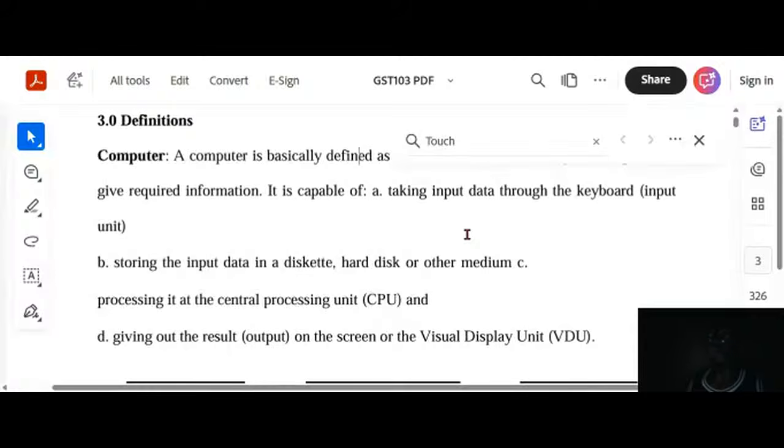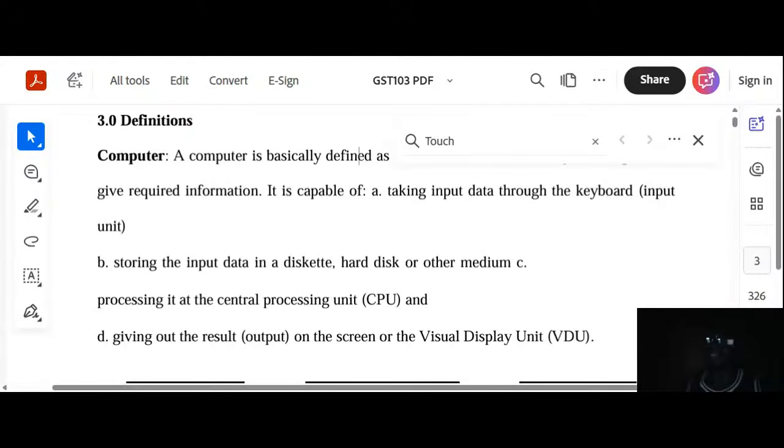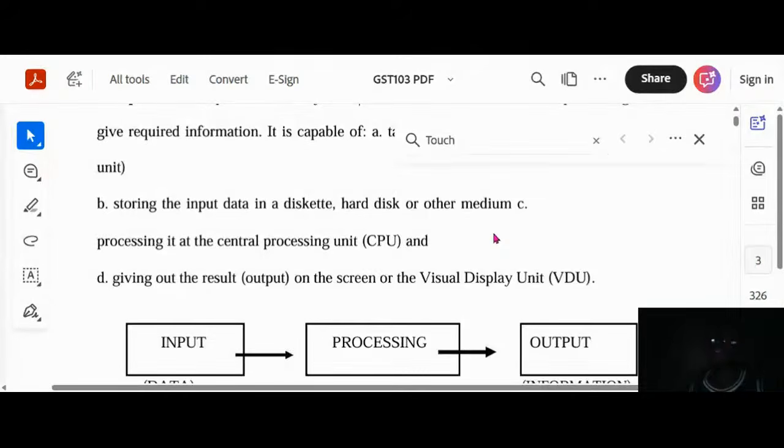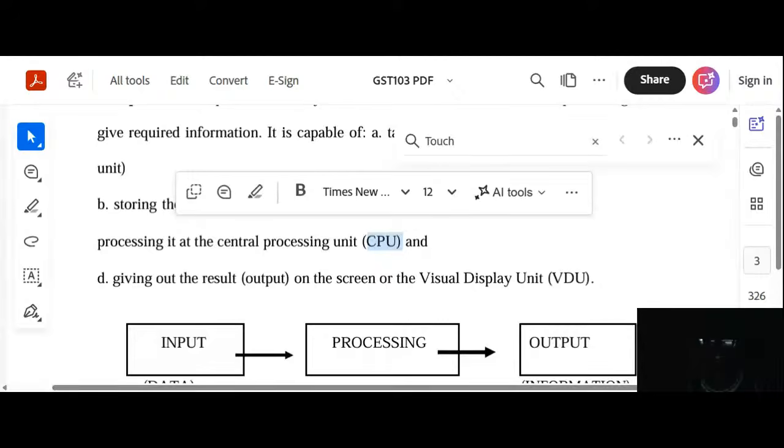So the computer is capable of doing some things basically. One of them is input through the keyboard and all input devices. After it takes the input, the next thing is it stores the input into a disk, and after that, it processes the data in the CPU. What's the full meaning of CPU? There is a question in the TMA. The question is a blank space.